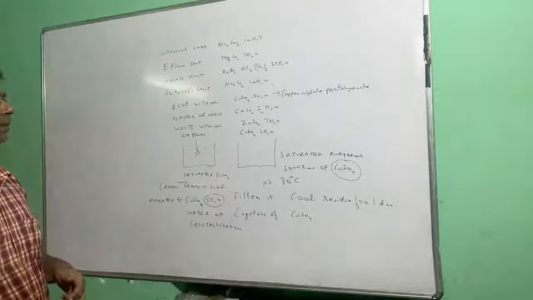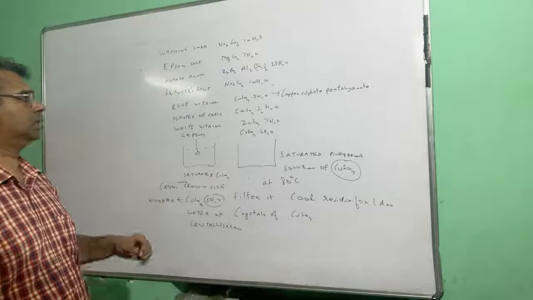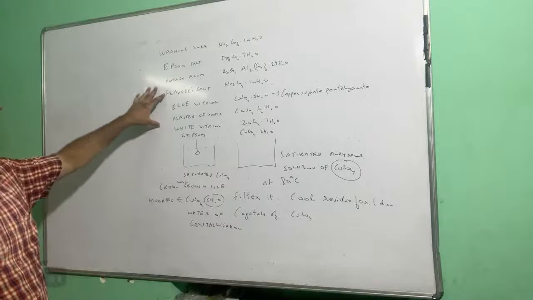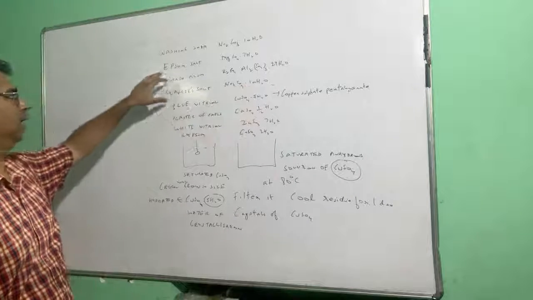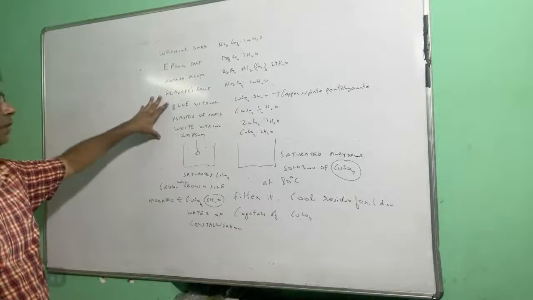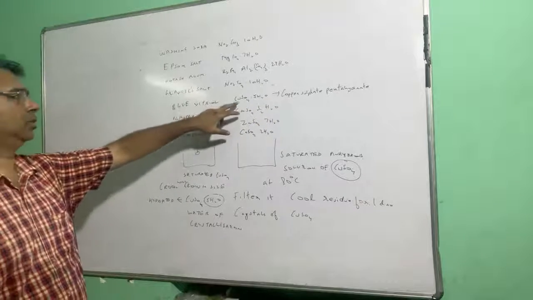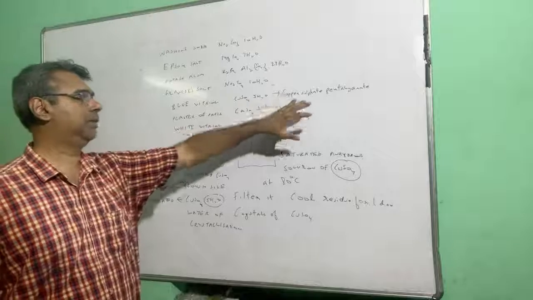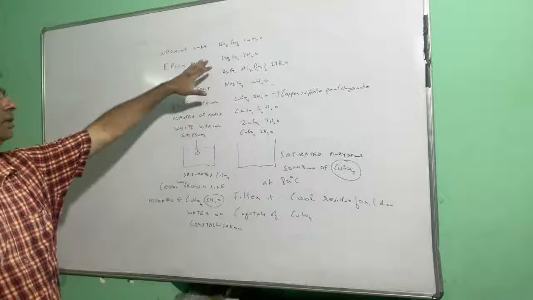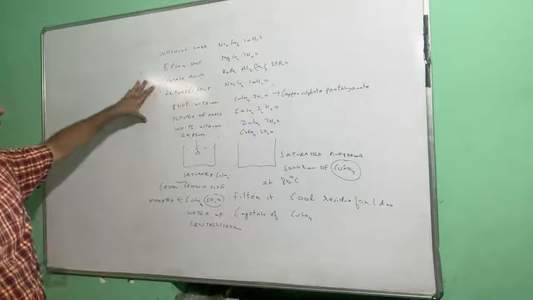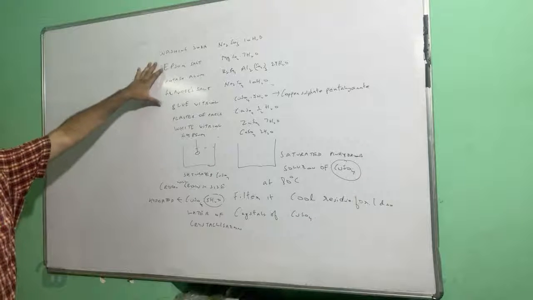So copper sulfate pentahydrate. So your homework is that beside each compound, like I have written the commercial name on the left, on the right side of the compound you will have to write the chemical name. So for example, this is copper sulfate pentahydrate. Like that, for the remaining compounds, you will have to write the chemical name. The commercial name I have written here.